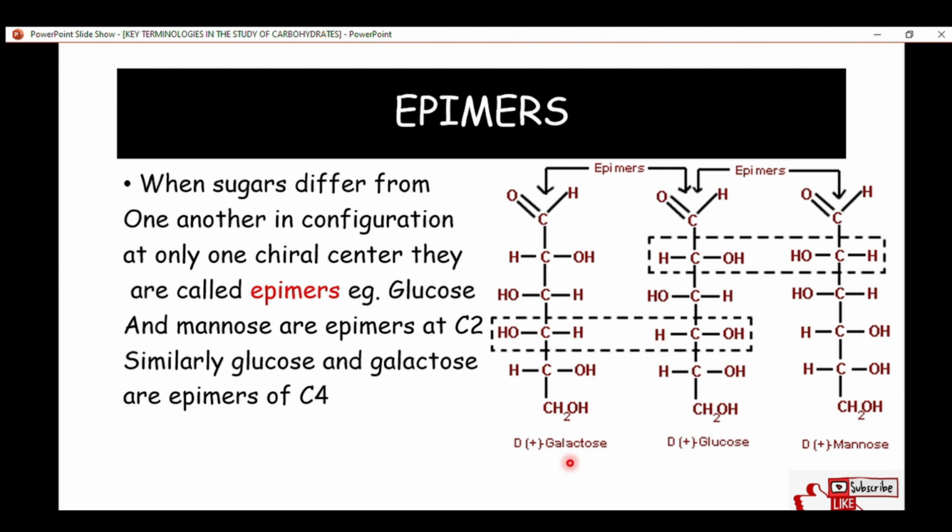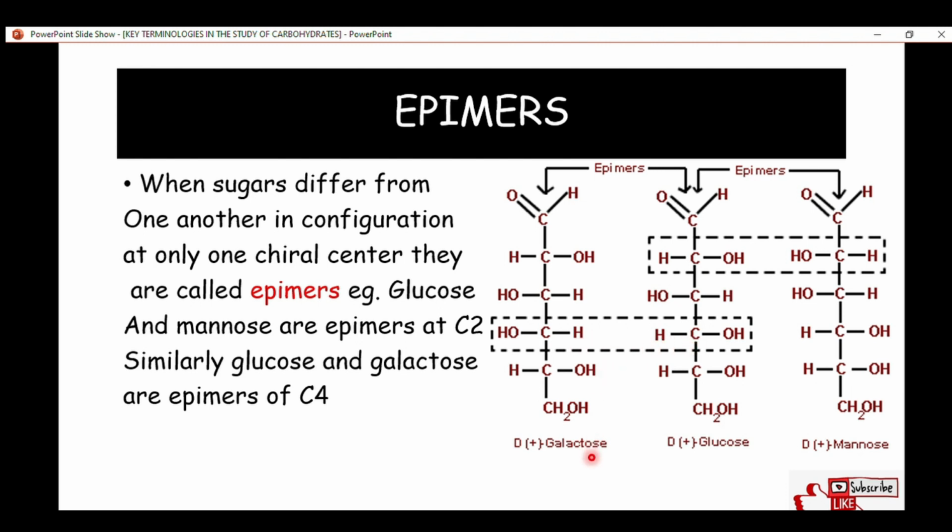When we take galactose and D-glucose, they are epimers at carbon 4. It can come up in your exams, and they'll ask you to determine which of the following sugars are epimers, anomers, and all that. In order to determine whether two sugar molecules are epimers, they are supposed to differ at one chiral center.